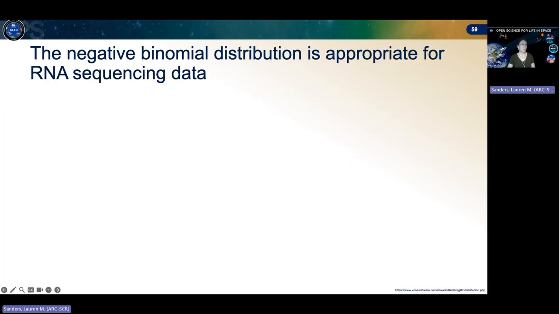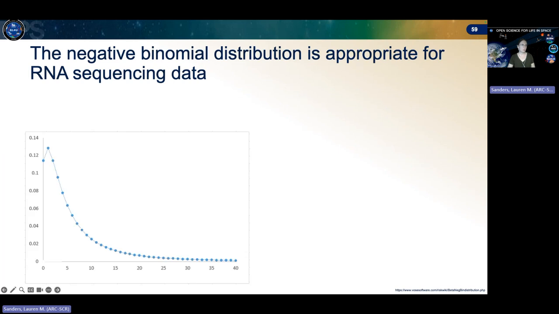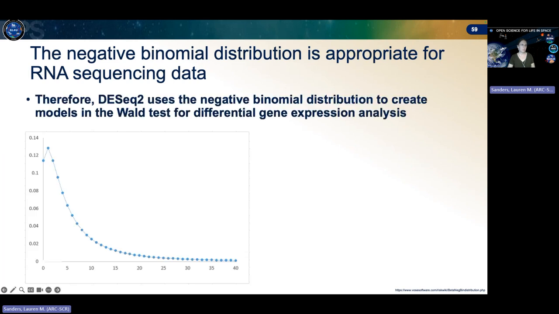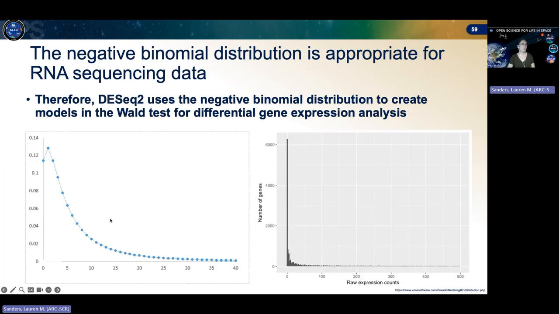So instead, we tend to use the negative binomial distribution for RNA sequencing data. This is the negative binomial distribution. And you can notice this looks really similar to what you would expect for RNA-seq data. So it makes sense that we would use the negative binomial distribution for Wald testing.